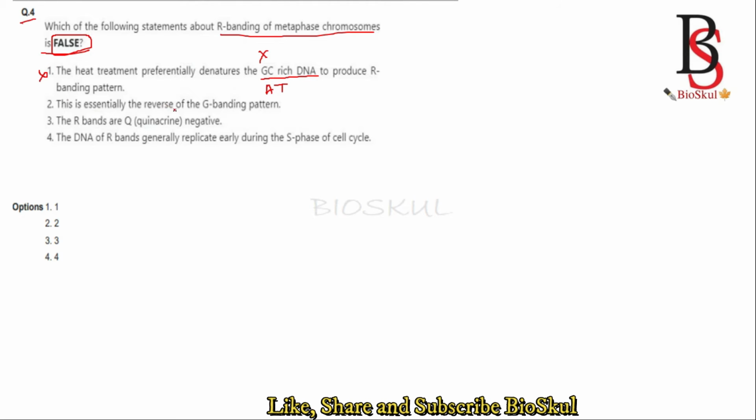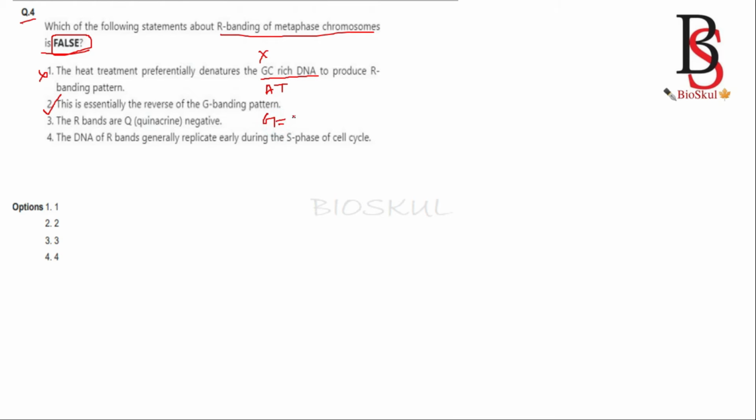This is essentially the reverse of G-banding pattern. Yes, the R-banding is the reverse of G-banding pattern. This one is correct. The R bands are quinacrine negative. Of course, it is quinacrine negative because we consider the G equal to Q. So R is quinacrine negative. This one is correct. The DNA of R bands generally replicates early during S phase of cell cycle. This one is also correct. So the false is option 1.